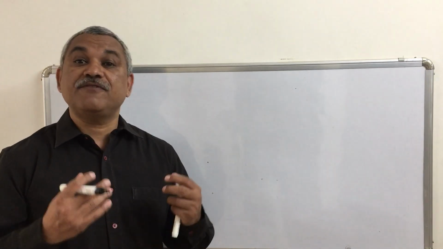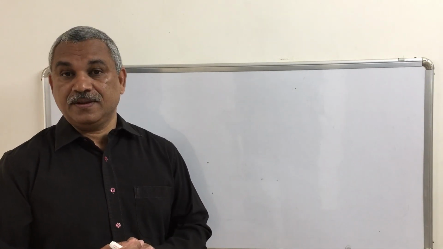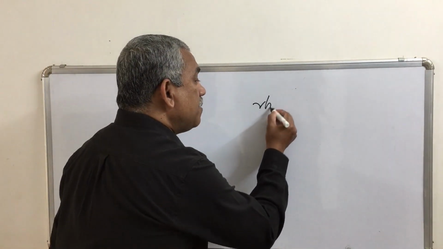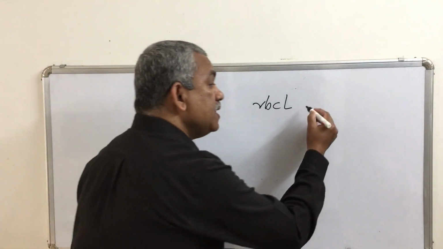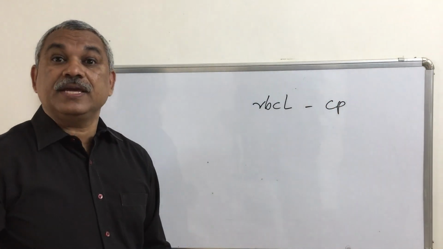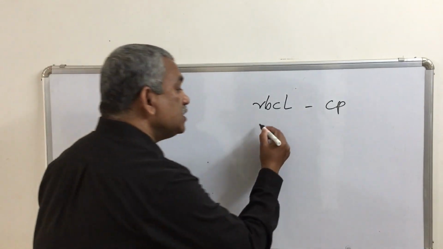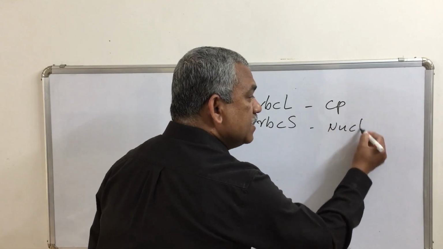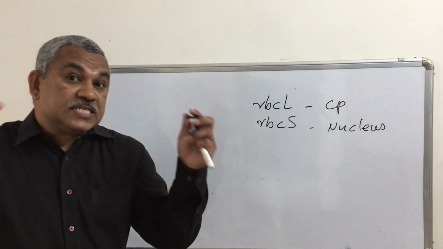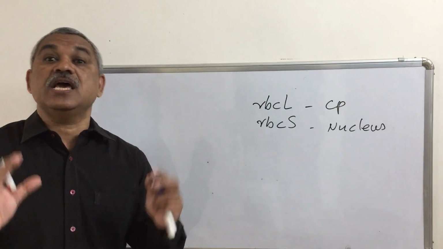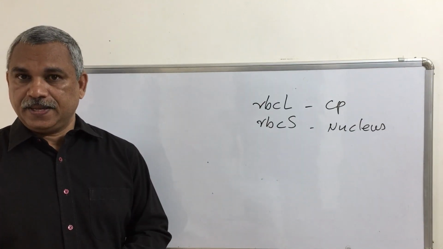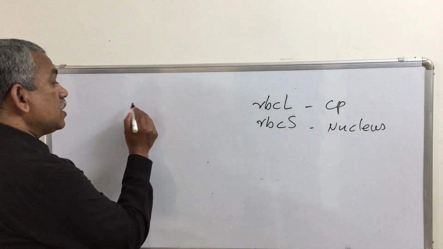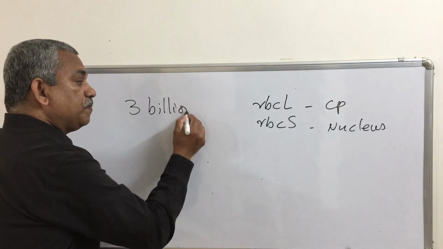Rubisco, as we know, is a very large enzyme. It has a large subunit, which is coded in the chloroplast, and a small subunit, which is coded in the nucleus, and these arrange themselves into a very large enzyme. This enzyme probably evolved about 3 billion years ago.